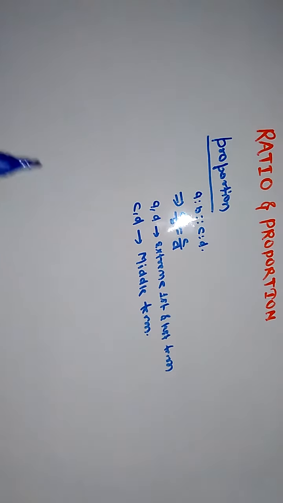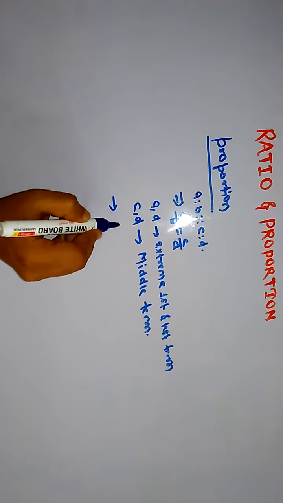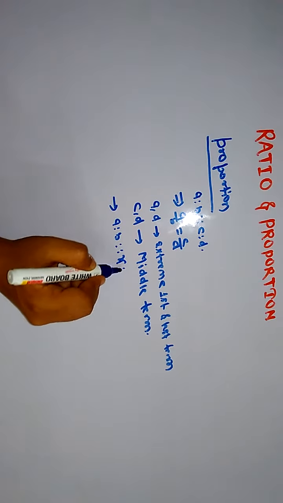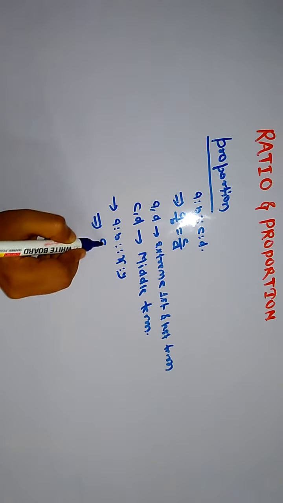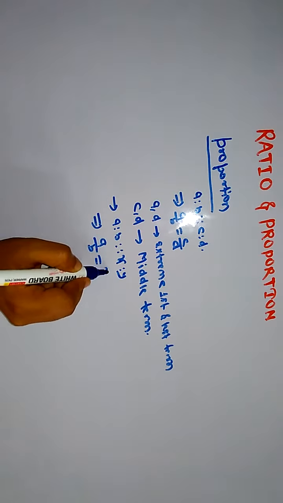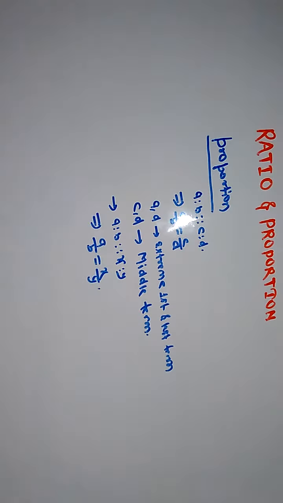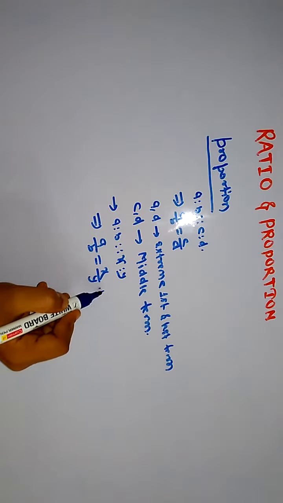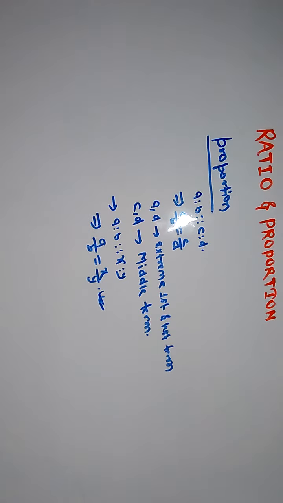Suppose I say a, b, x, y. In this way I can say a is to b proportion x is to y. It means a by b equals x by y, and this actually represents a proportion. So this is the general representation of a proportion.